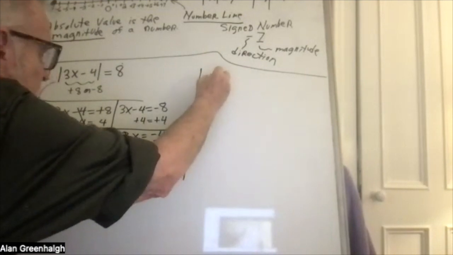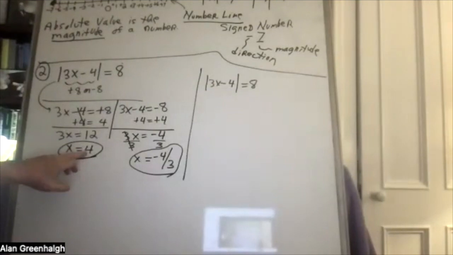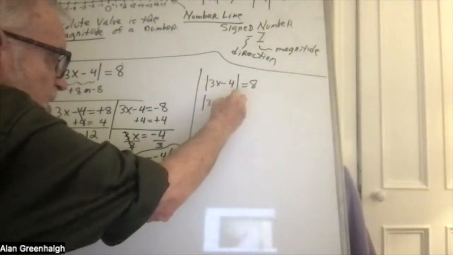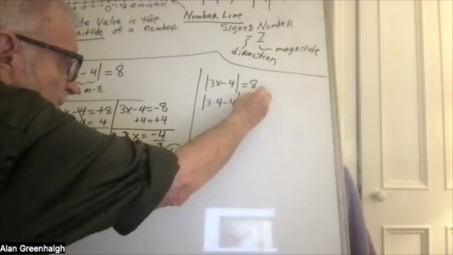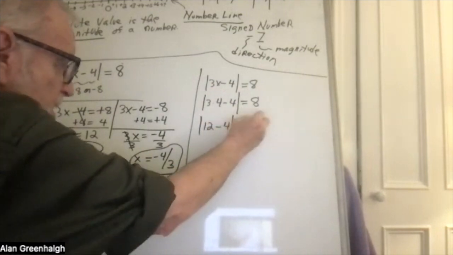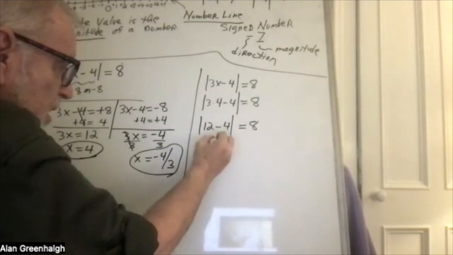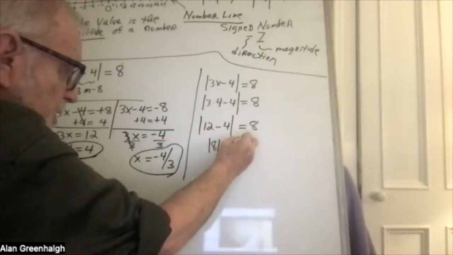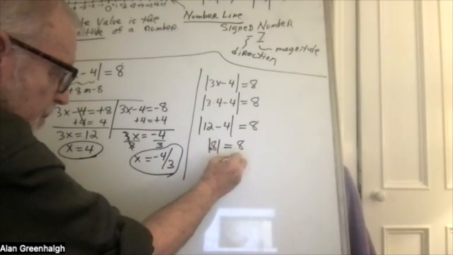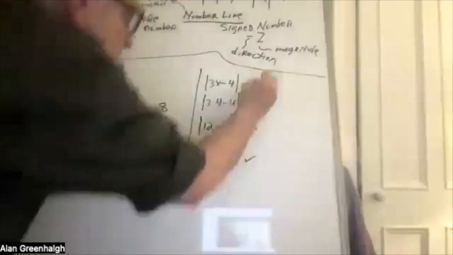So |3x - 4| is equal to 8, and let's substitute 4. So 3 times 4 minus 4 is equal to 8. 12 minus 4 is equal to 8. The absolute value of 8 is equal to 8, assuming +8. So that works out fine. Okay. And now let's look at the negative version.